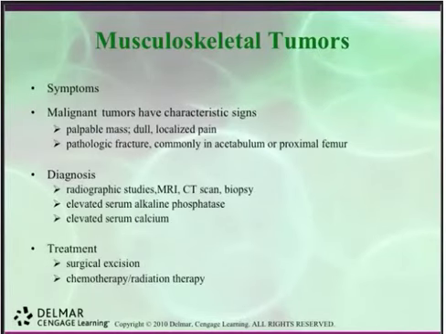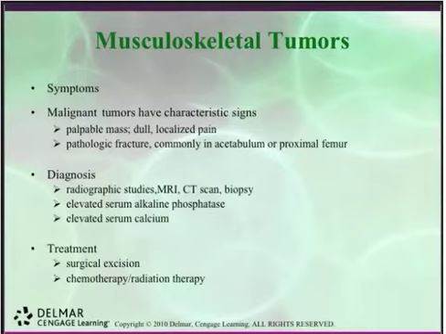Symptoms: malignant tumors have characteristic signs. Generally, there's a palpable mass and dull localized pain due to pressure on nerve endings. Often they're revealed by pathological fractures, commonly in the acetabulum or the proximal femur. And again, these are weight-bearing joints, and so this is not a surprise. If those bones are weakened, it's going to show first in these particular areas of the musculoskeletal system.